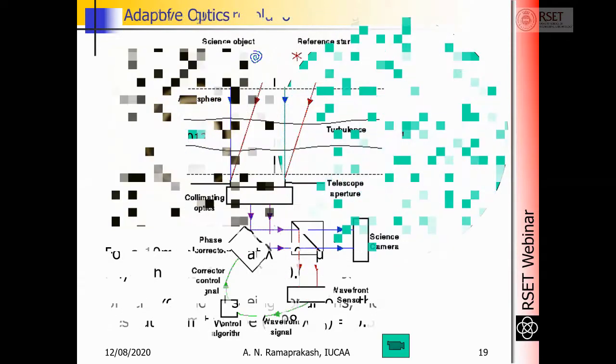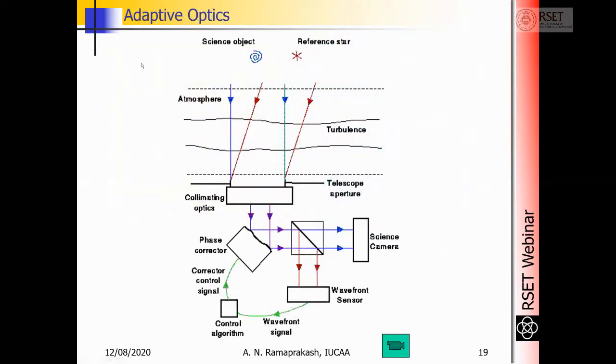Now, how do you overcome this? The way you overcome it is by using what is called adaptive optics. I'll just quickly explain this here. I know I'm running out of time. I should finish in another 10 minutes or so. So let me rush through this a little bit.